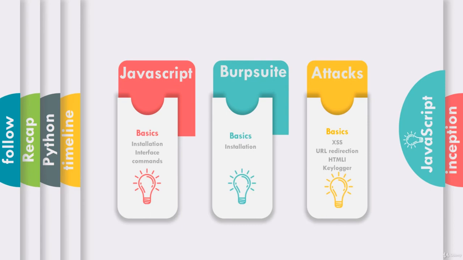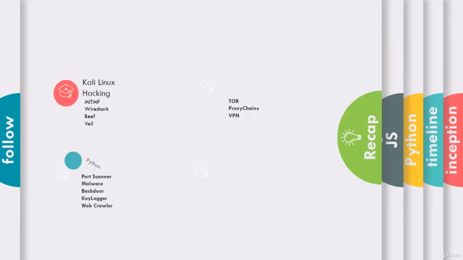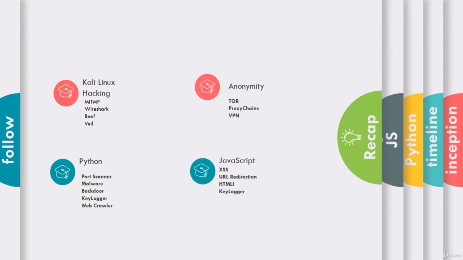We'll get information. We'll perform attacks like cross-site scripting, URL redirection, and HTML injection on a live website. We'll also make a complete keylogger with the help of JavaScript. So these are some highlights that will be covered in this course.